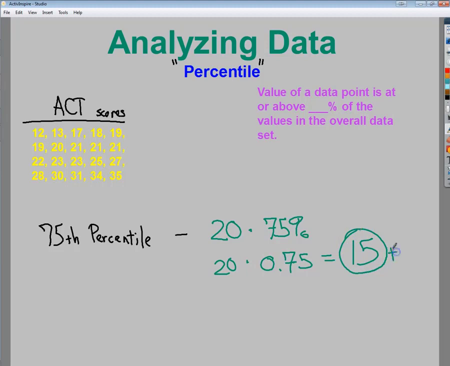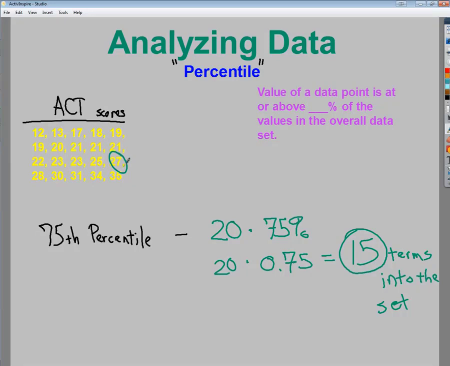15 terms in to the set. So right there. That's the 15th term in the set. So in order to fall into that 75th percentile, I need to have a value of 27.